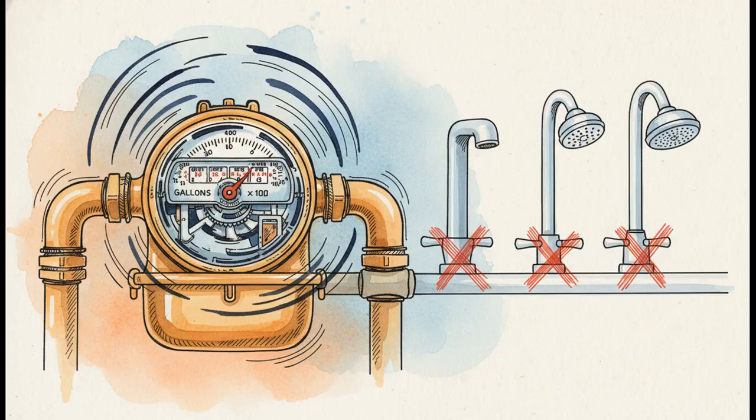The problem has a name. It's called meter overspin. And it's not just some small error. It's a major system bug. It's that moment you hear the water coming back on and see your meter spinning like a top, even though every single faucet in your house is turned off.